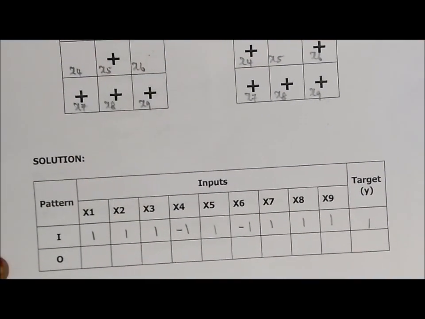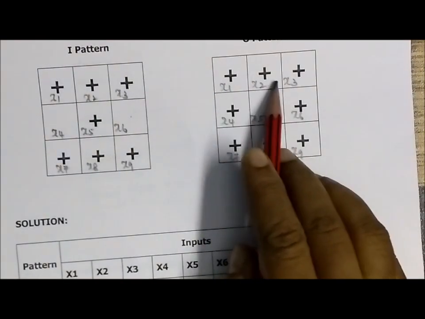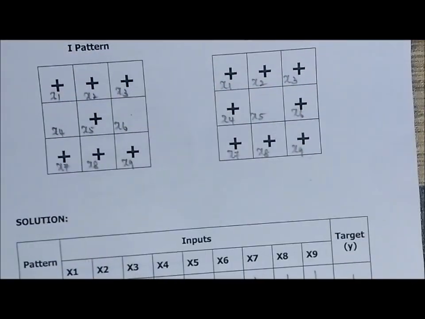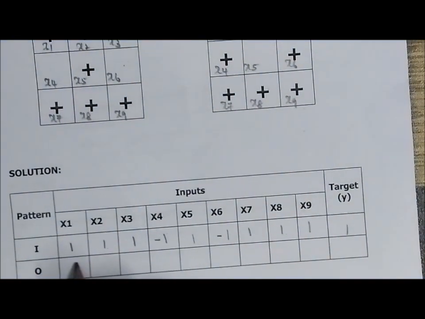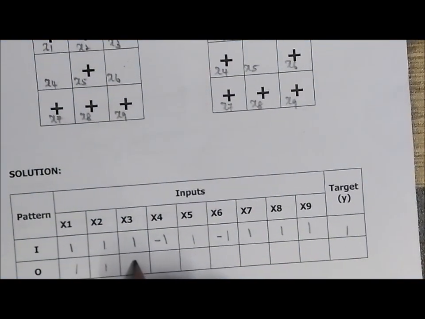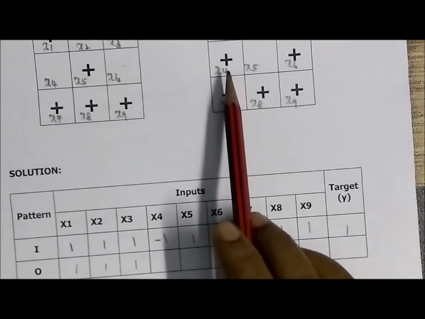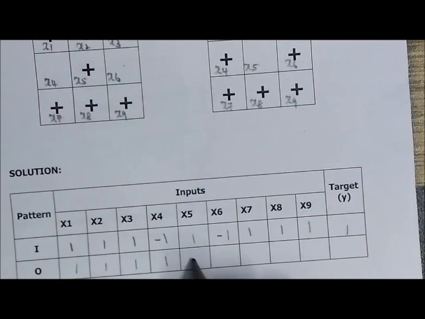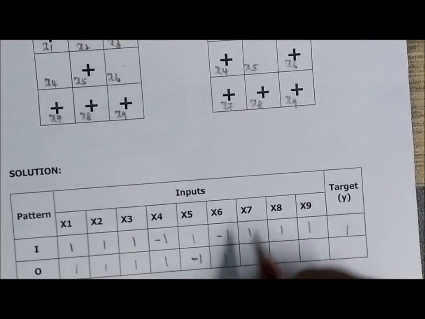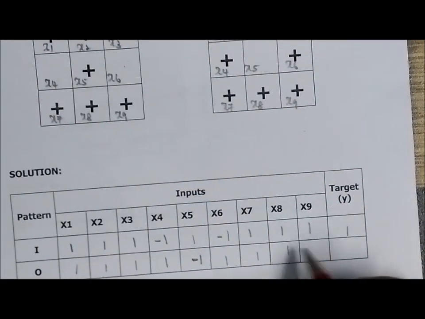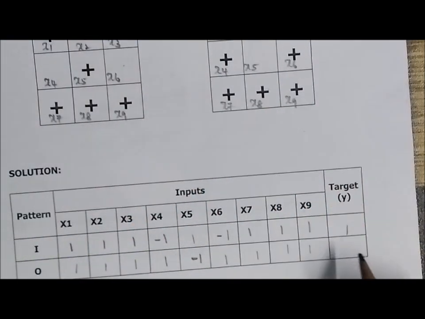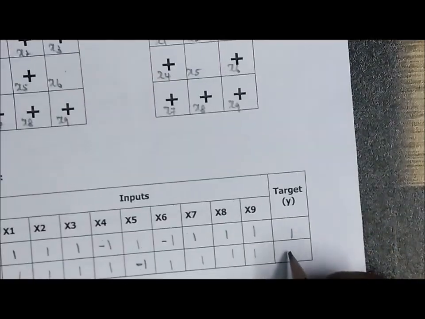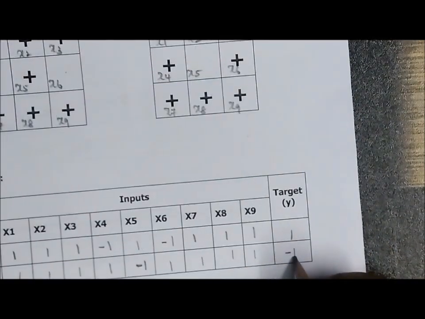Similarly for the O pattern we will be having: x1, x2, x3 have plus, so we have to write it as 1. So x1 is 1, x2 is 1, x3 is 1, and x4 will be 1, and x5 will be -1, x6 will be 1, x7 is 1, x8 is 1, and x9 is 1, and the target will be -1. So here the target value is -1.